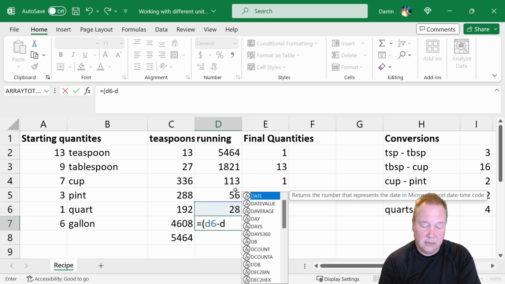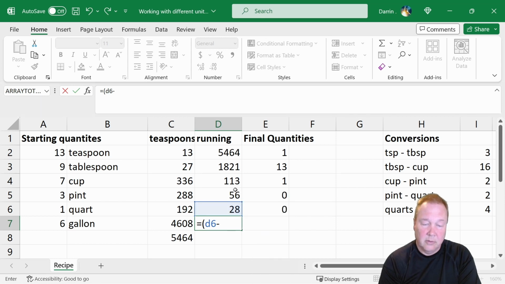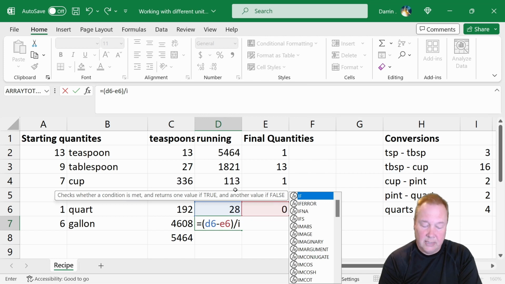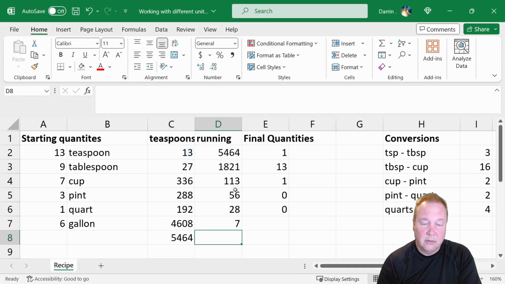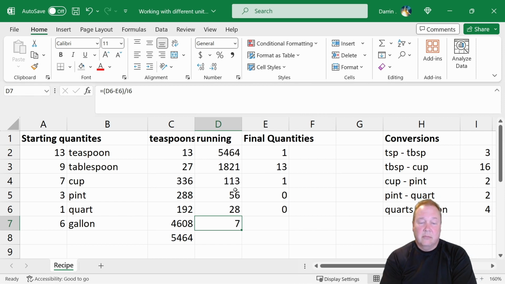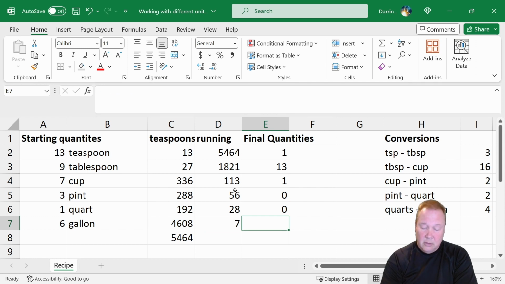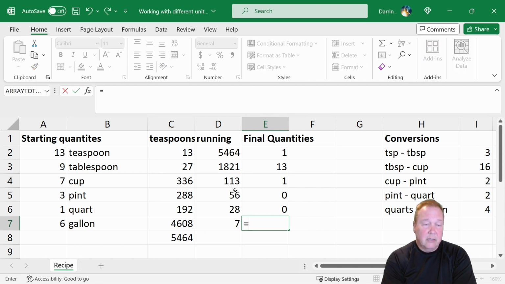D6 minus E6 divided by I6 is 7. Okay, 7 times 4 is 28, sounds about right. In this case, I could just copy that over because I'm not converting that back again. So that is just equals D7.